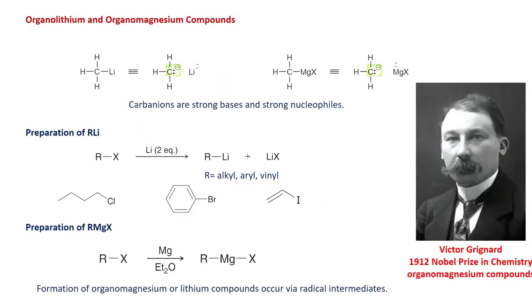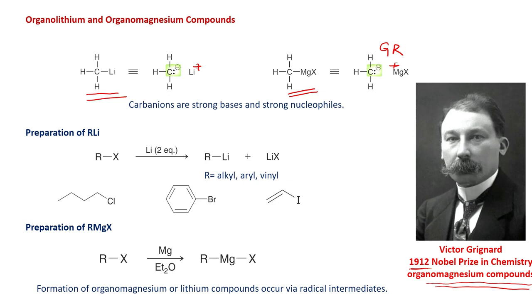Now we will talk about organolithium and organomagnesium compounds. We will study these two organometallics together because their reactivity is very similar. This is the organolithium compound and this is the organomagnesium compound, which is well known by the name Grignard reagent. Victor Grignard received the Nobel Prize in 1912 for this organomagnesium compound. Both of these organometallics are highly reactive.